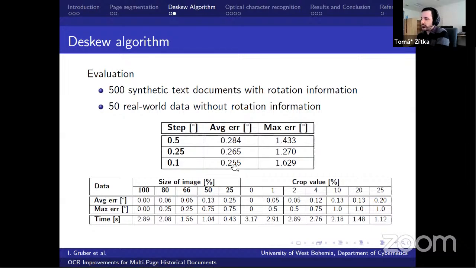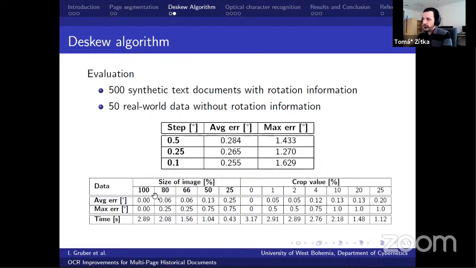for the smallest step we have smaller average error, but we have the largest maximal error, which suggests that the smallest step is very sensitive to different noise and such. So we evaluated the middle step, 0.25, as the best, because it has still low average error and also the lowest maximal error.